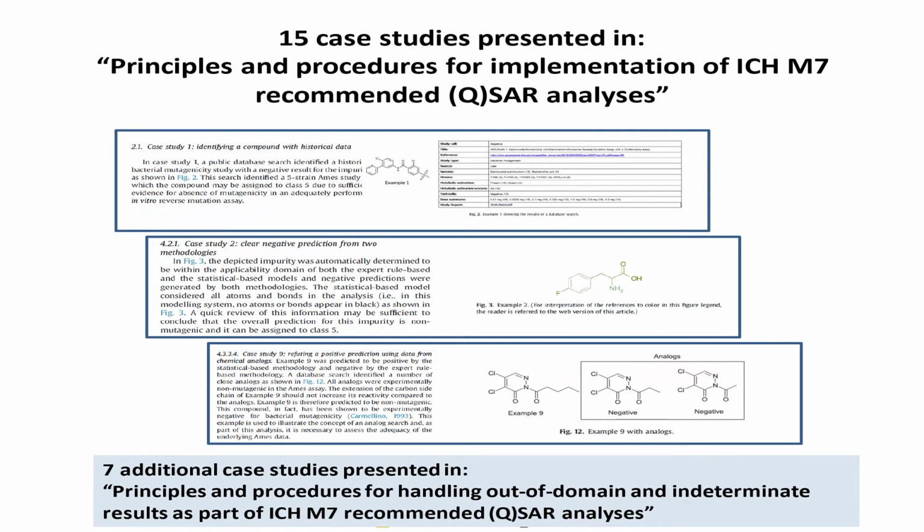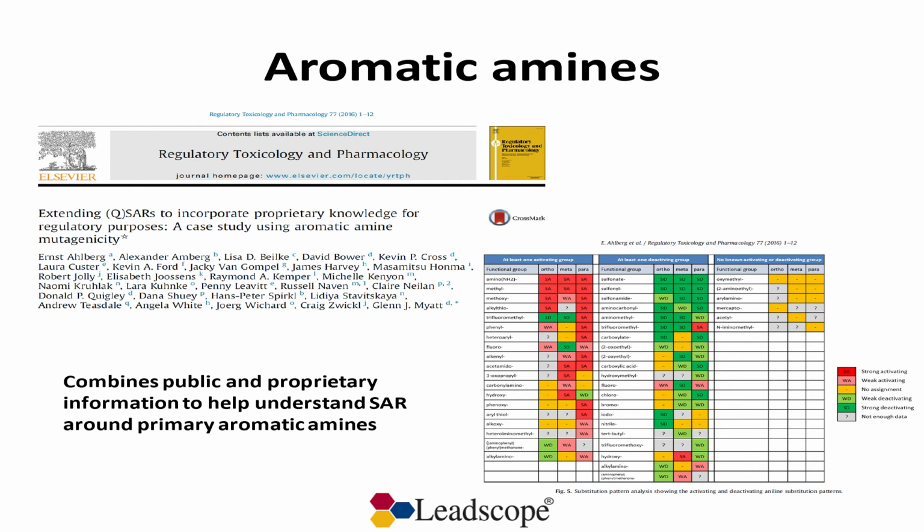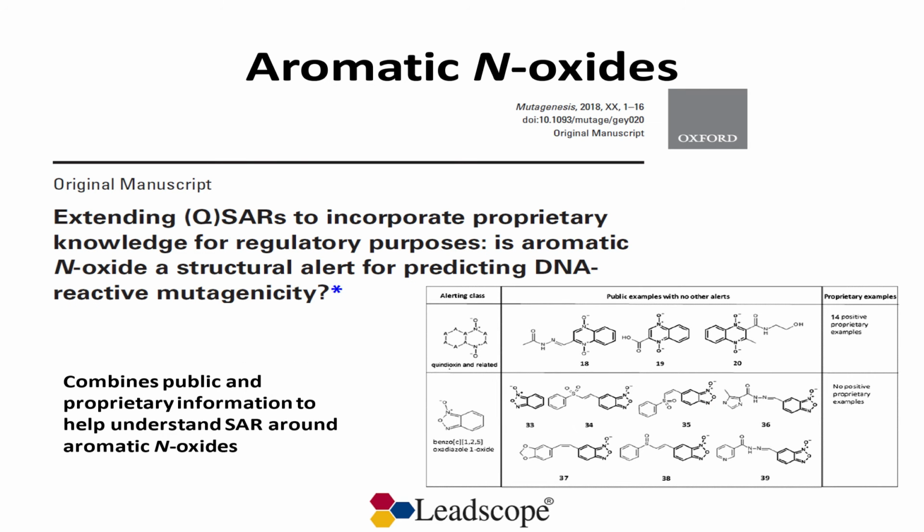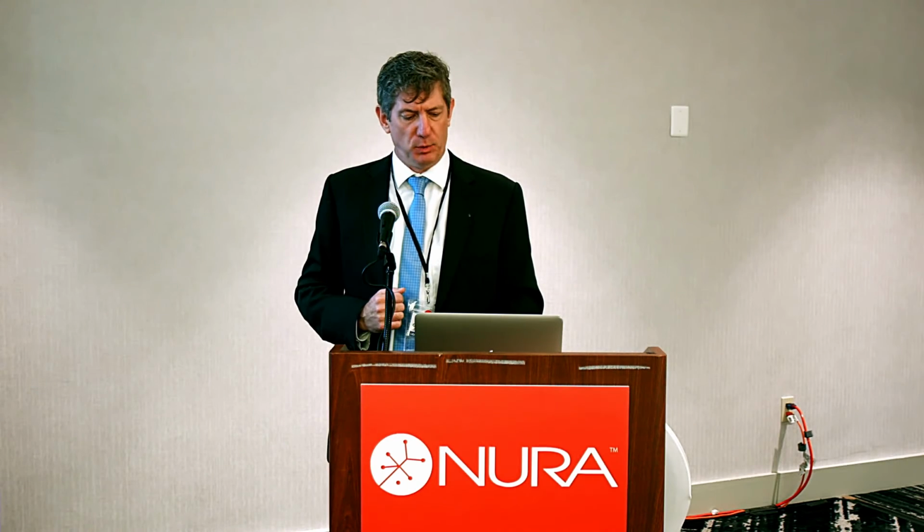There are some other resources. For example, these papers show different case studies, how to perform an expert review. But then there's also documentation around difficult classes to support. So in doing an expert review, like aromatic amines or aromatic N oxides, where there's a lot of conflicting information, there are a number of publications recently to support that.